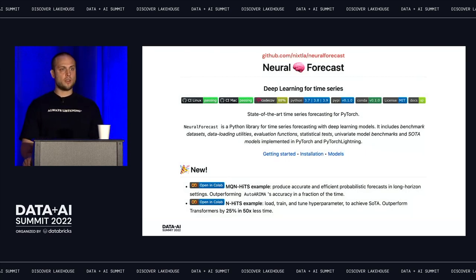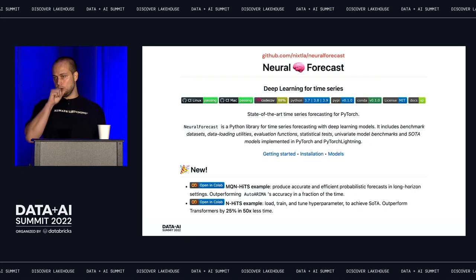This is all part of our neural forecasting library, which is available at github.com/nixtla/neural-forecast. And here we have different things. We have the N-HiTS, we have the N-BEATSx, we have the N-BEATS. We also have some transformer-based methods, so you can play around with it. You can star it if you like it.